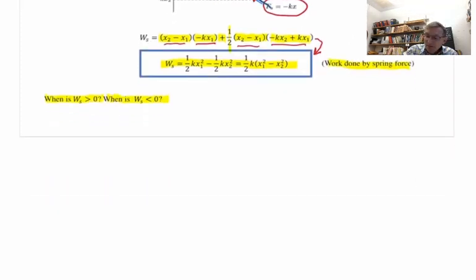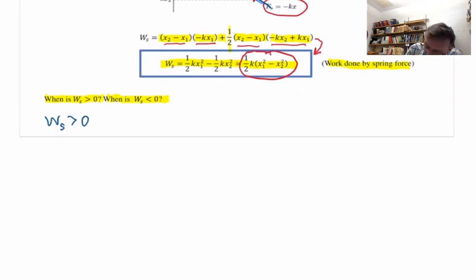Let me do the positive work case. Under what conditions is the work done by a spring force greater than 0? Again, I'm imagining that block on the x-axis. It's going from x1 to x2. All I have to do is look at this formula up here. I think the easiest version to look at is that last version right there. How can I get that to be positive? When will it be positive? Well, the k is positive.